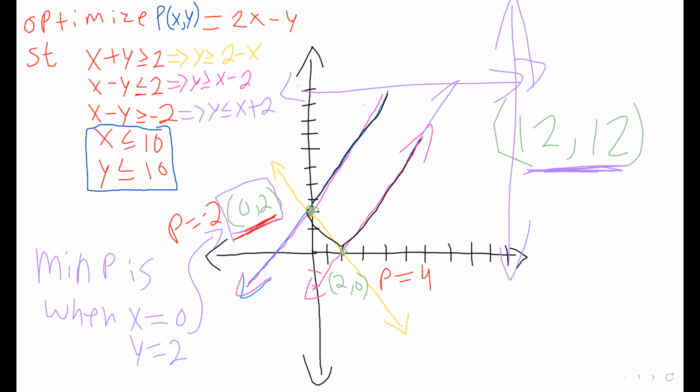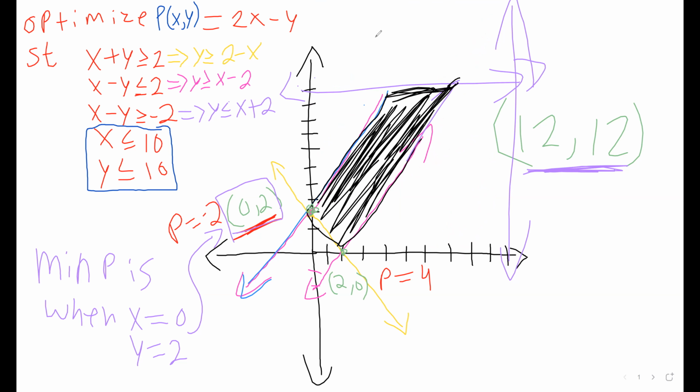Now we only have, for our shaded region, this area right here, but it stops at this corner, right? And this right here is the point where x is less than or equal to 10 and y is less than or equal to 10 meet. So this is the point 10, 10. So we can get rid of this right here. This is the point 10, 10. This right here would be the point.